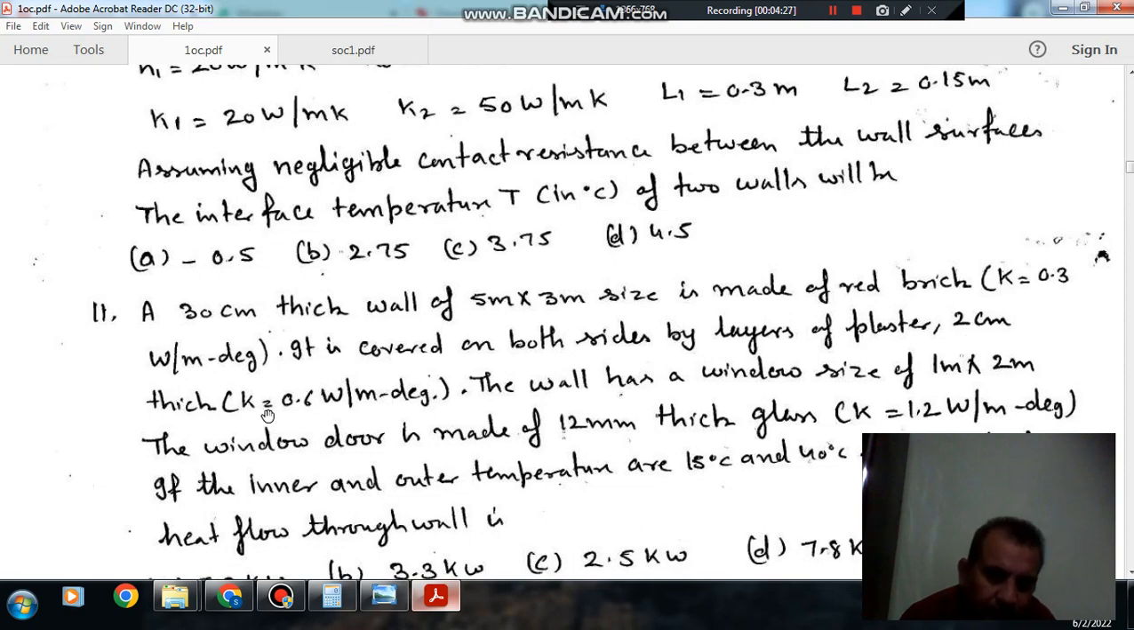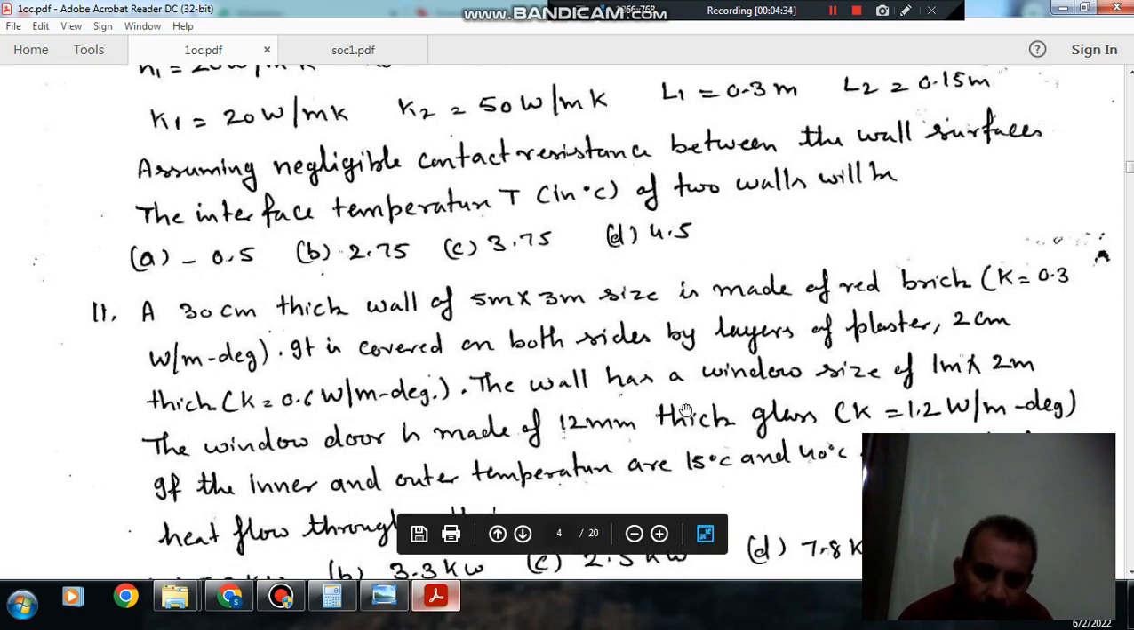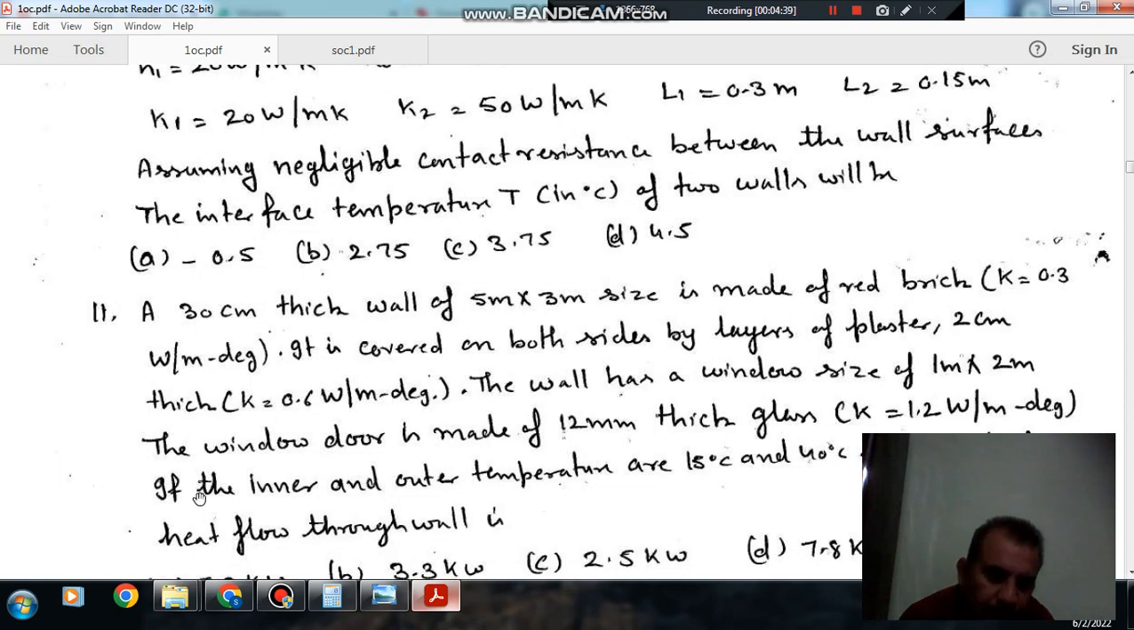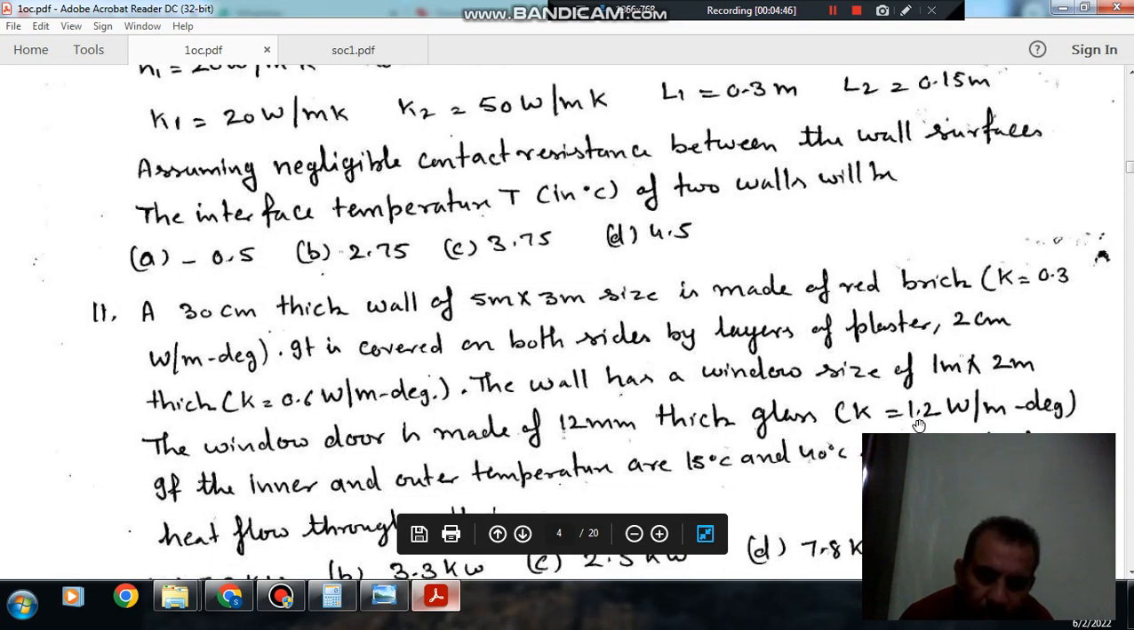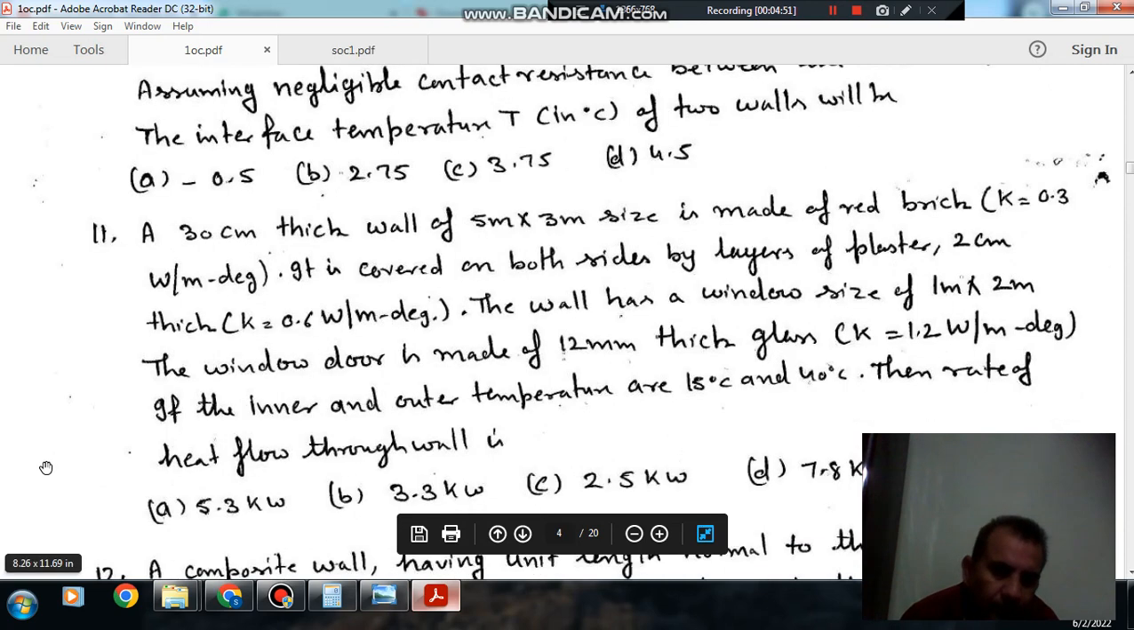A 2 centimeter thick plaster, K is equal to 0.6 watt per meter per degree, and the wall has a window of size 1 meter by 2 meter. The window door is made of 12 mm thick glass, K is equal to 1.2 watt per meter per degree. If the inner and outer temperatures are 15 degrees Celsius and 40 degrees Celsius, then the rate of heat flow through the wall is: option A 5.3 kilowatt, option B 3.3 kilowatt, option C 2.5 kilowatt, option D 7.8 kilowatt.